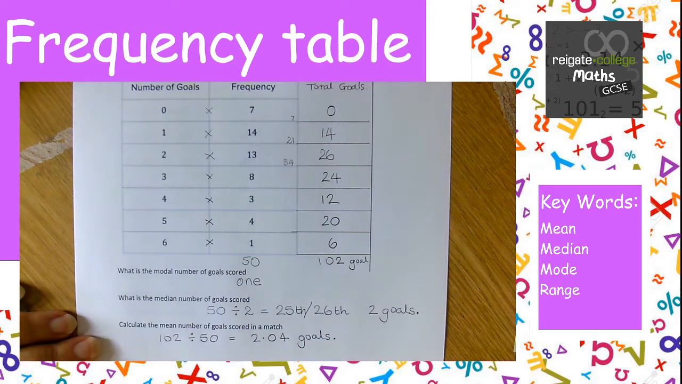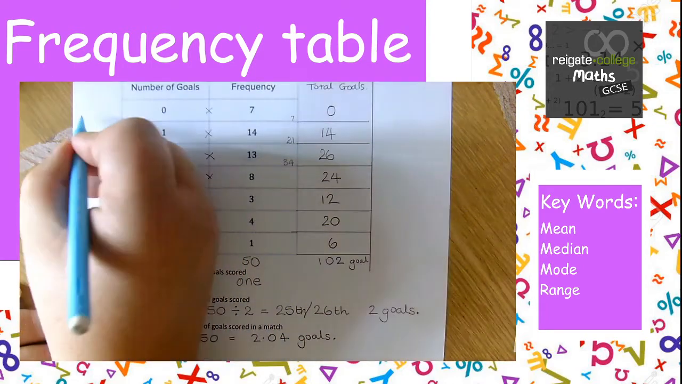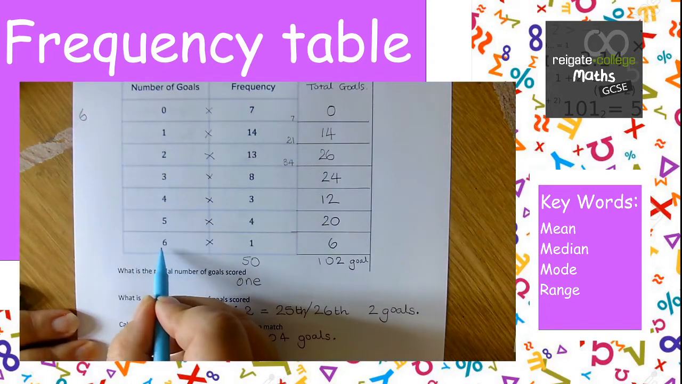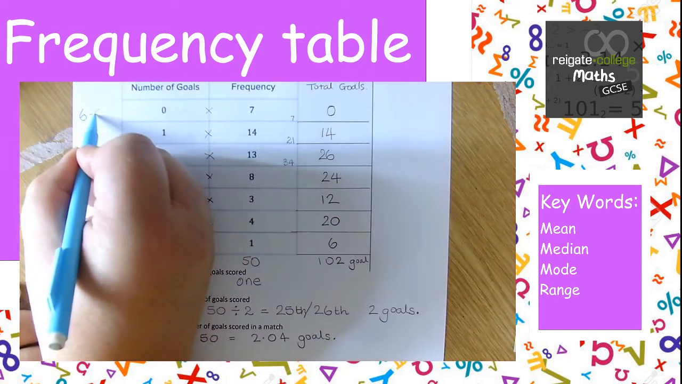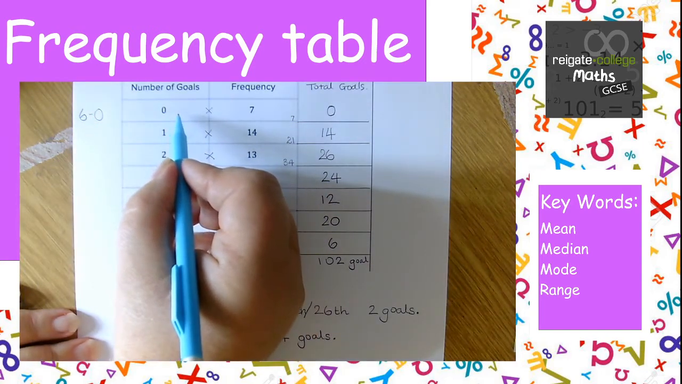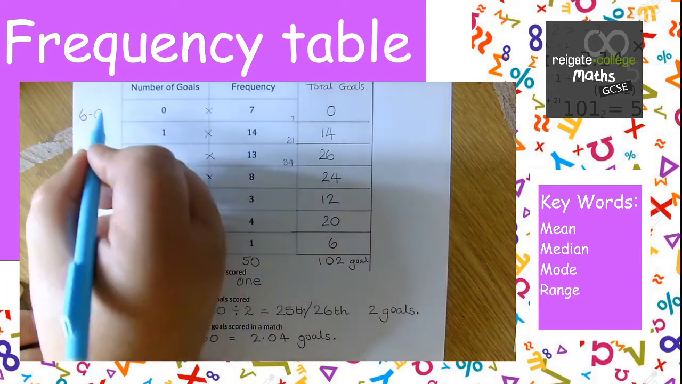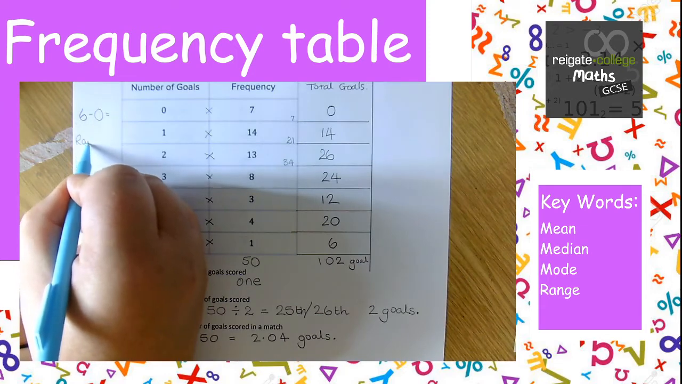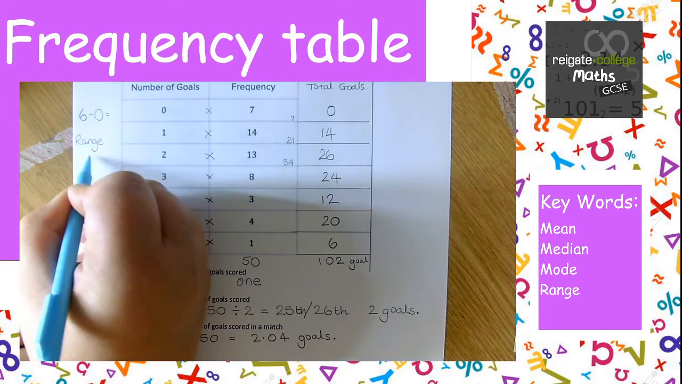And if I wanted to know my range of data, that would be the range of the number of goals scored. So the range is going to be 6 goals, which is the greatest number of goals scored in any one match, minus 0 goals, which is the least number of goals scored in any one match. Doing that sum means my range is 6.